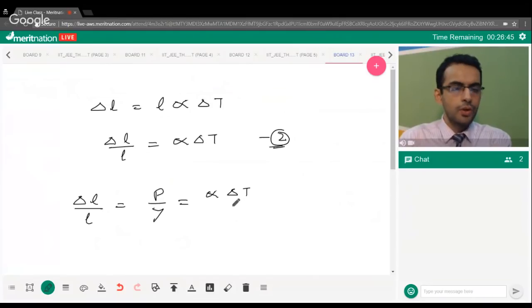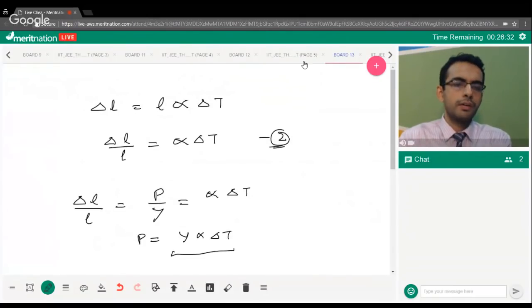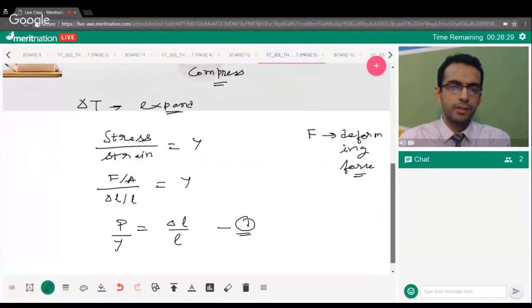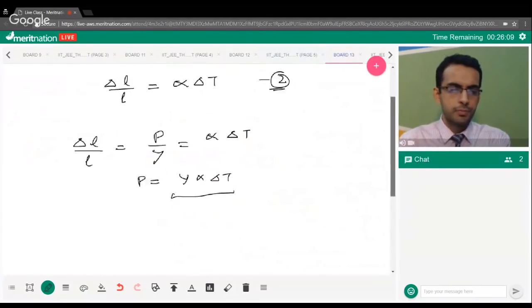In the question, we are required to find P. So we can say P is equal to Y into alpha into delta T. Now in the question, we are given that Y, or Young's modulus, is equal to 2 into 10 raised to power 11 Newton per meter square, and the coefficient of thermal expansion alpha is 1.1 into 10 raised to power minus 5 per Kelvin. That's your alpha, and that's your Young's modulus. So you can put the values in this expression that we have got.